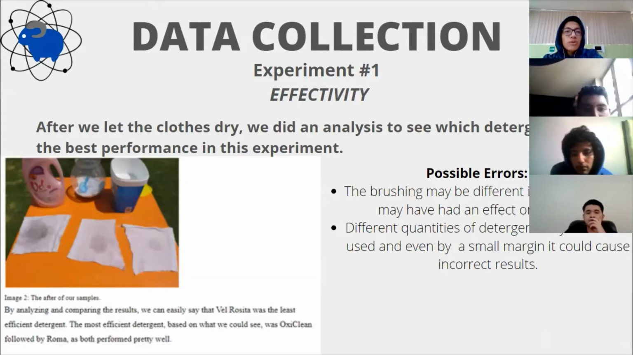For this, we found some possible errors that could occur during the experiment. The first one is that the brushing may be different on each cloth and may have an impact on the result. The second possible error is that different quantities of detergent may have been used, and even by a small margin, it could cause an incorrect or different result.